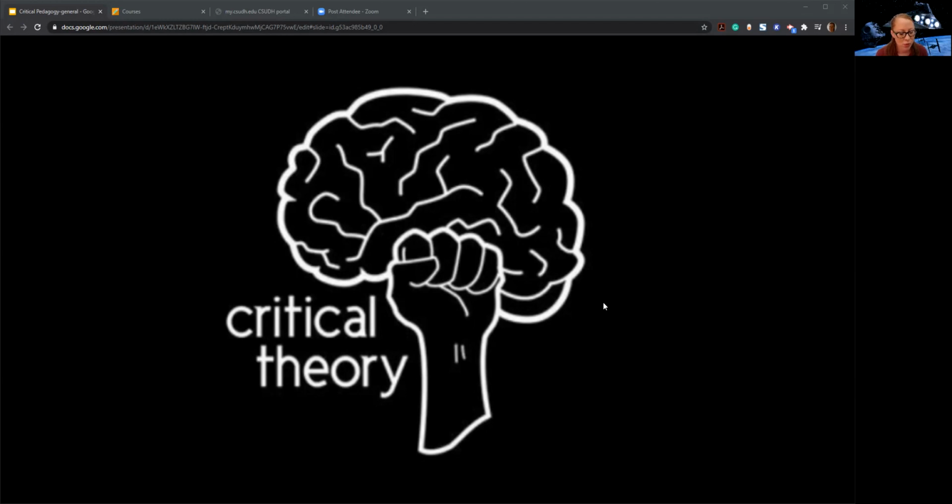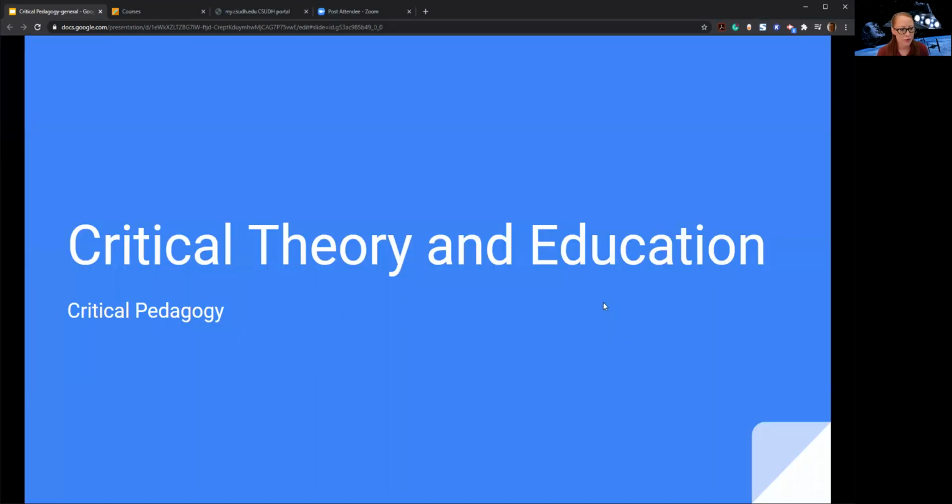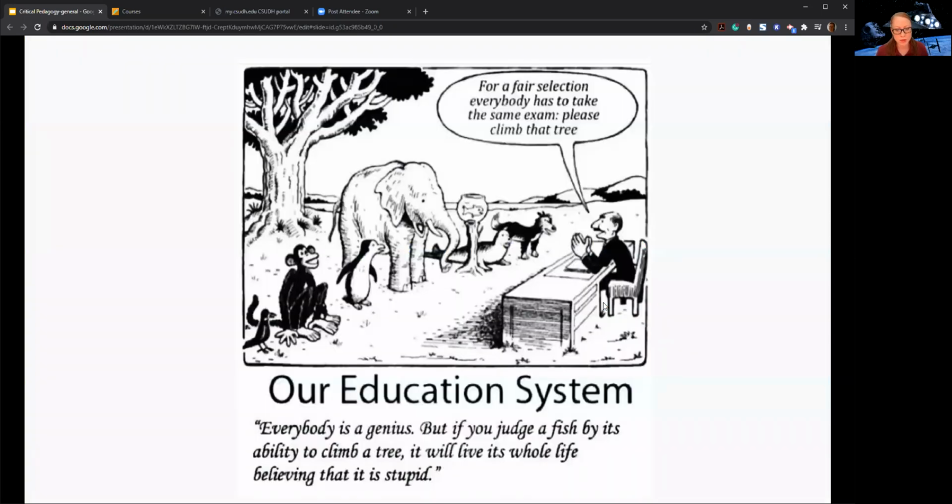So we're going to start with the basics of critical theory and move into how this impacts schooling. And so that leads us to critical theory in education and how we develop this idea of critical pedagogy. It's a very large concept that includes a lot of different theories and ideas. So this is to get you thinking.